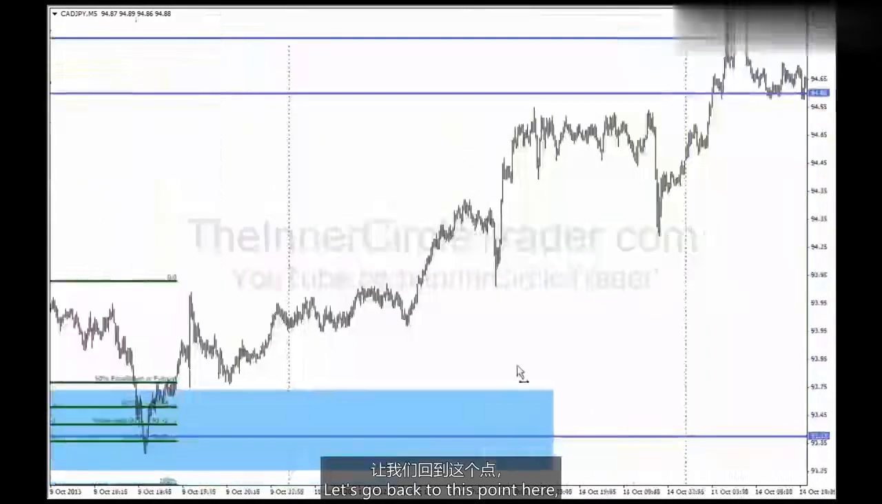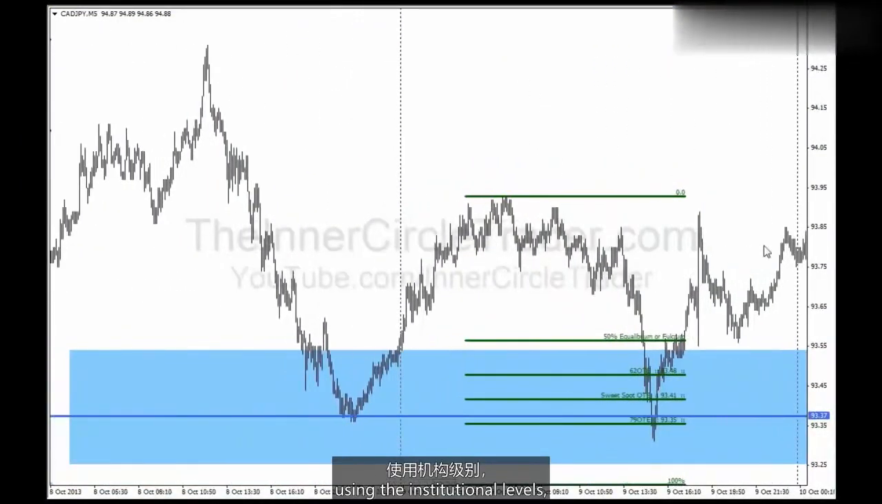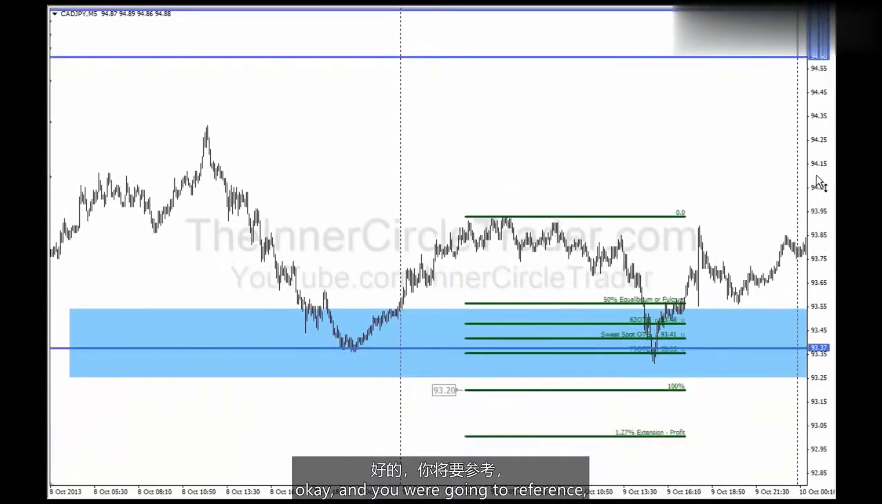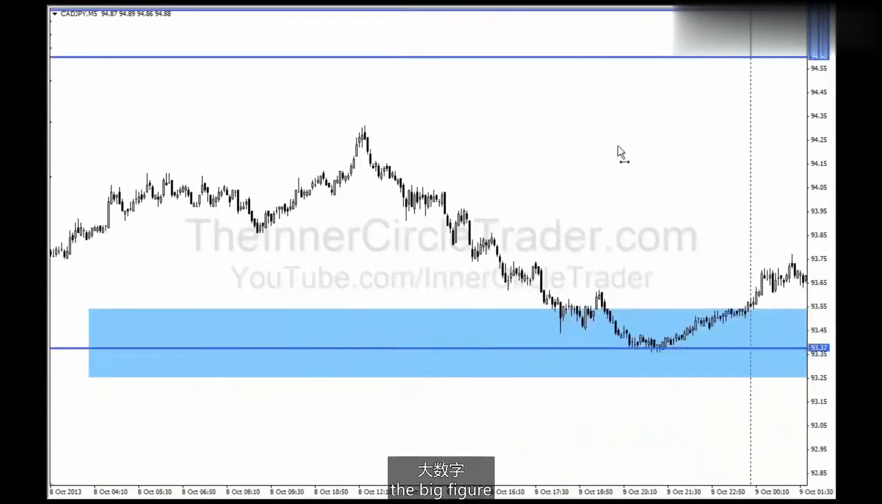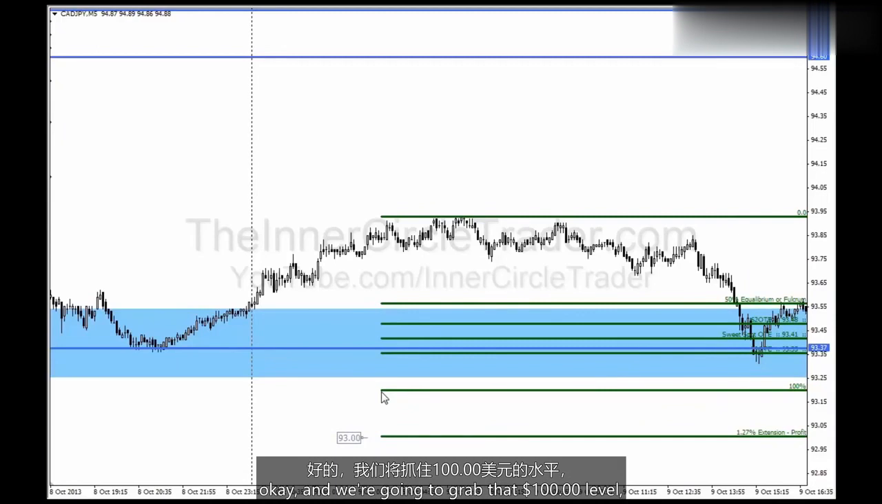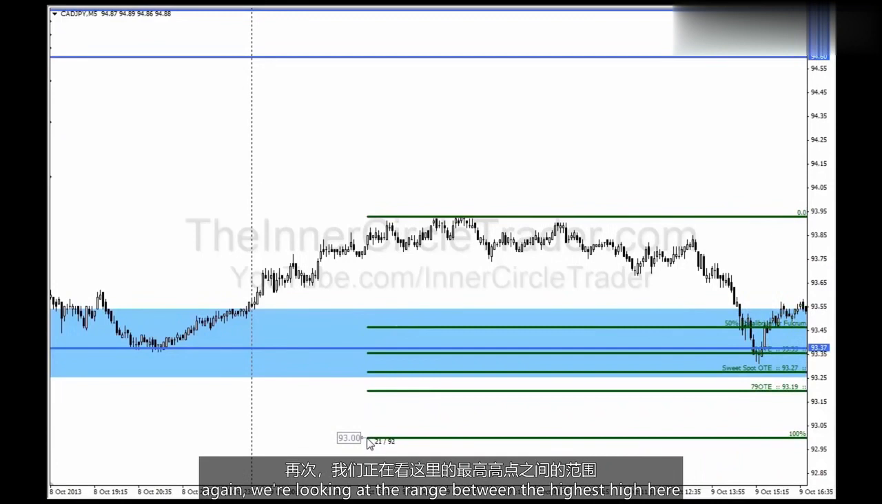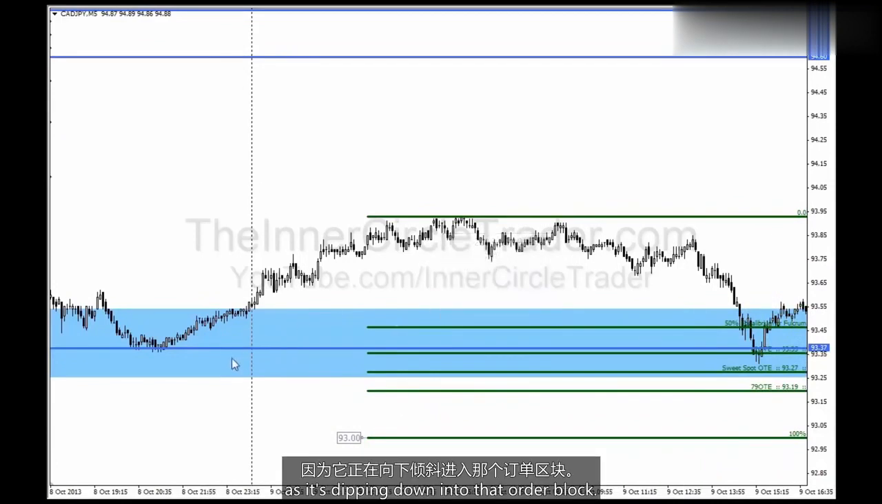Let's go back to this point here, okay, because I want to show you how even if you were not using the institutional levels, and you were going to reference, say, the big figure in this example, we're going to pull down to the 93 figure. Okay, and we're going to grab that 100 level and anchor it right to that. Now what we're doing is, again, we're looking at the range between the highest high here as it's dipping down into that order block. We don't expect it to get to 9300 because the order block's up here.